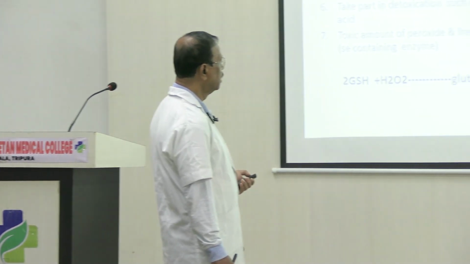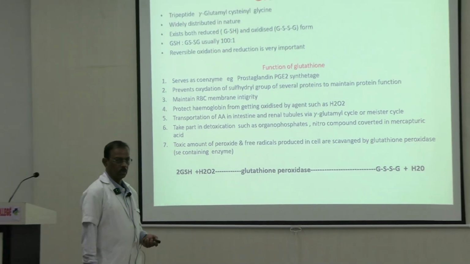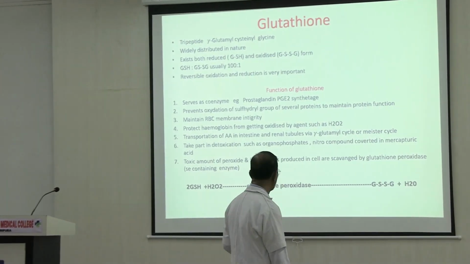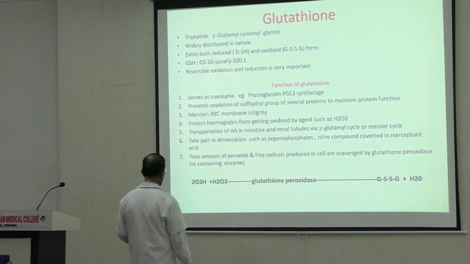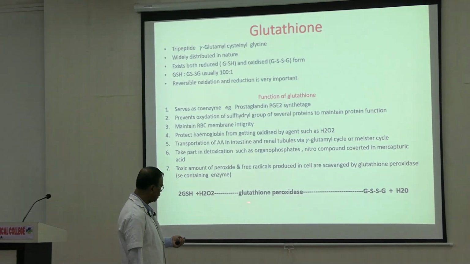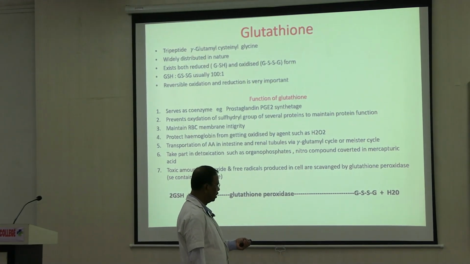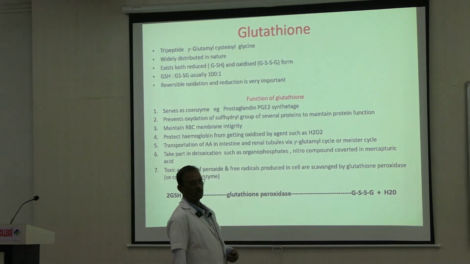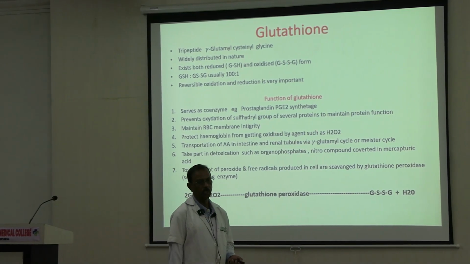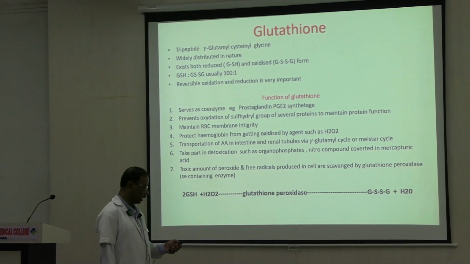Toxic amounts of peroxide and free radicals produced in the cell are scavenged by glutathione peroxidase. It is a selenium containing enzyme that you will learn when you are taught the chapter on free radical metabolism. Here the reaction happens like this: two molecules of glutathione react with hydrogen peroxide, accomplished by the glutathione peroxidase enzyme, and glutathione is oxidized and water molecule is removed. And again in the next reaction, this oxidized glutathione is converted into reduced glutathione by glutathione reductase.